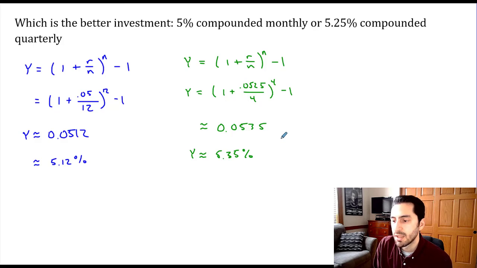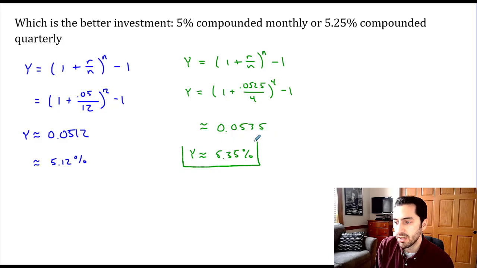5.35%. So these two effective annual yields, remember these would be the simple interest rates that would give us the same future value. So the better investment is going to be the one that has the better simple interest rate. So that means that our second investment, the one with the 5.25% interest compounded quarterly, is actually the better investment.